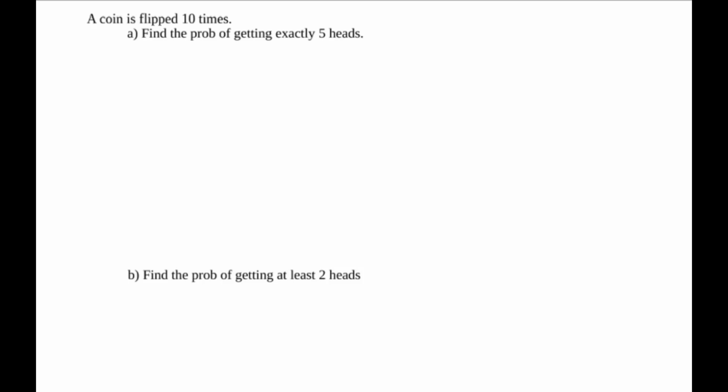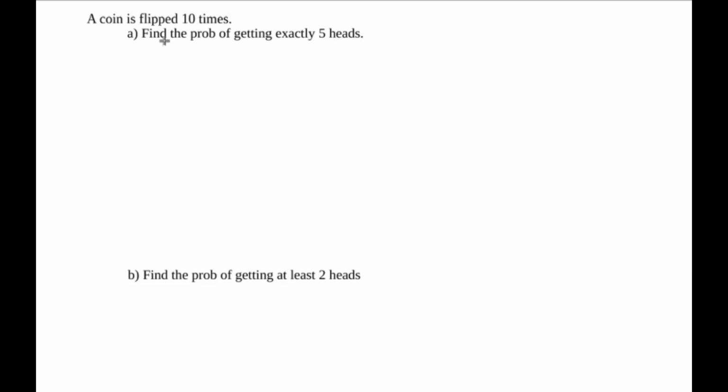On this problem, we're talking about a coin being flipped 10 times. We're trying to find the probability of getting exactly 5 heads. So I'm assuming a fair coin here. And I'm counting the number of heads, so I have repeated trials. It's the same probability each time I do a trial, and I'm counting the number of heads, which means I have a binomial distribution here.